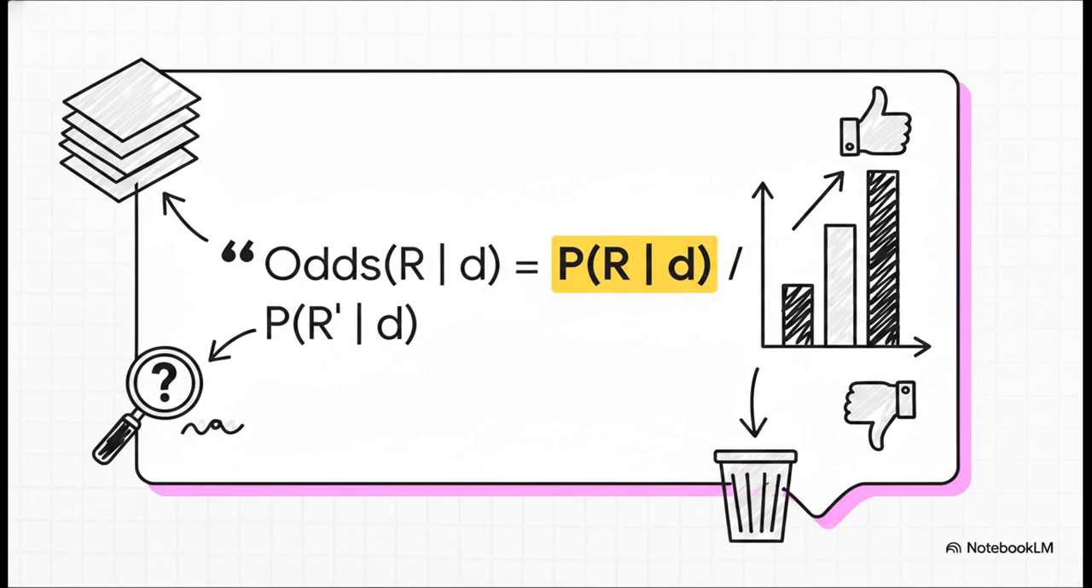Here, the system estimates the probability that a specific document, D, is relevant to your query, denoted by R, versus the probability that it is completely non-relevant, denoted by R prime. By dividing the probability of relevance by the probability of non-relevance, the model ranks documents by these exact odds. Simply put, the higher the odds ratio, the higher the document appears in your search results.